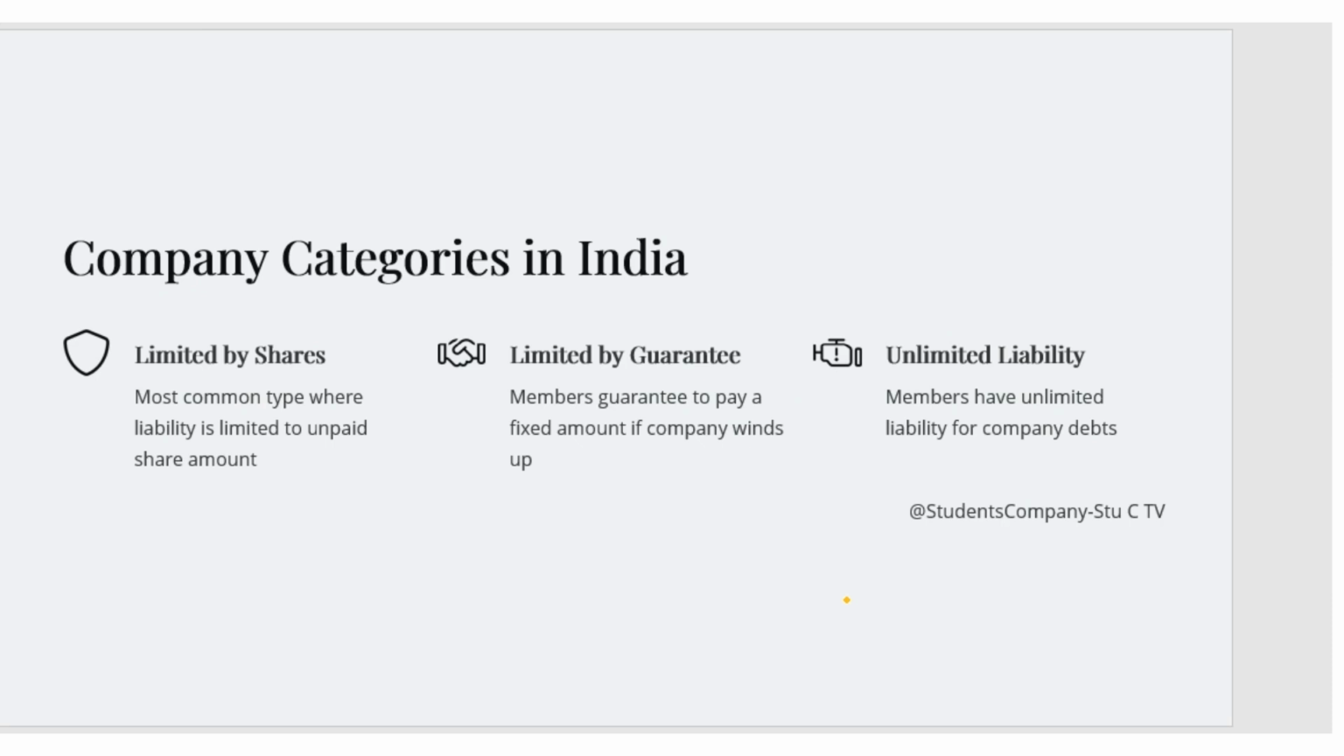Now in India, companies are categorized in 3 ways. They are limited either by shares, where the liability of a company is limited to the unpaid share amount. Then limited by guarantee, where members guarantee to pay a fixed amount if a company fails or goes bankrupt. Then unlimited, where the members of the company have unlimited liability for company debts. There is no fixed amount. Whatever the debt to be recovered, that will be recovered from the members. So these are 3 criteria.